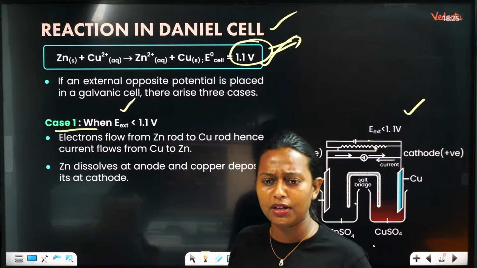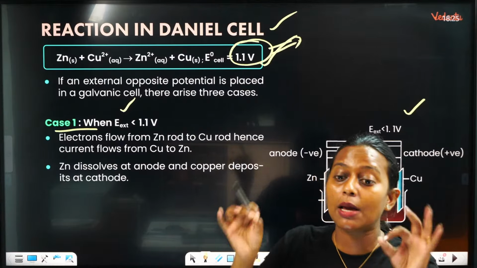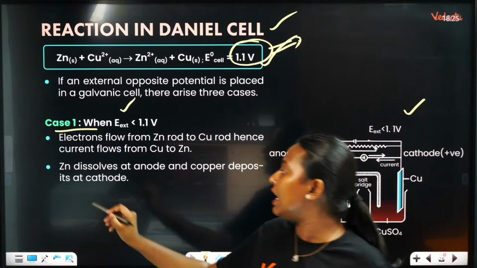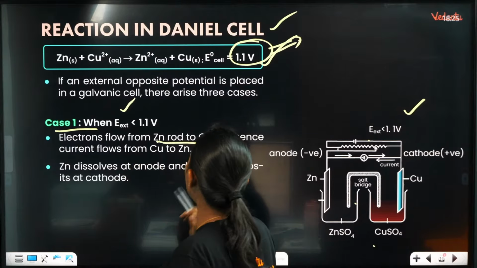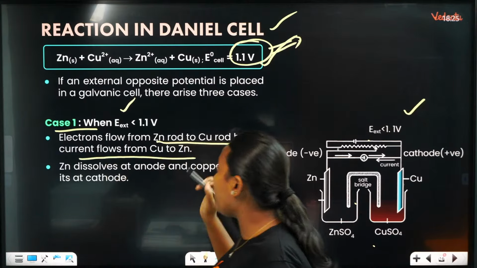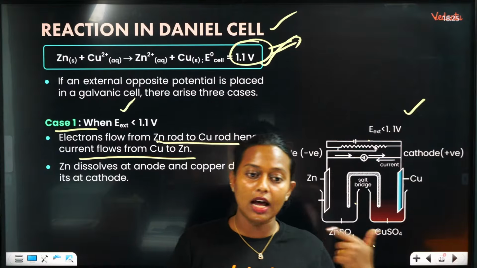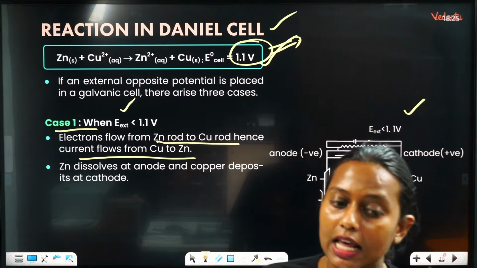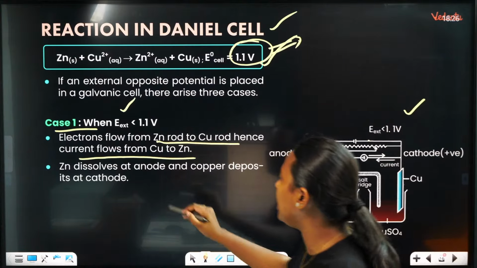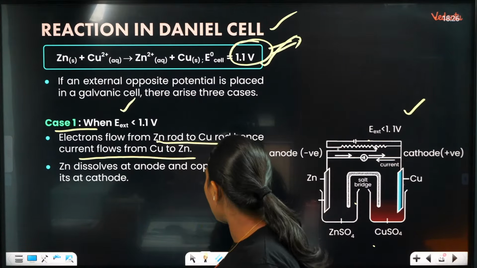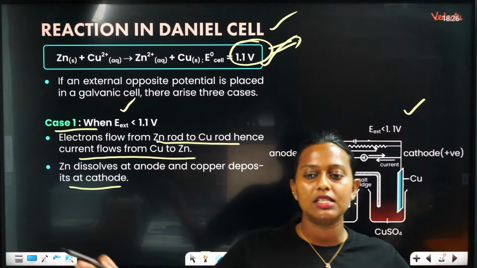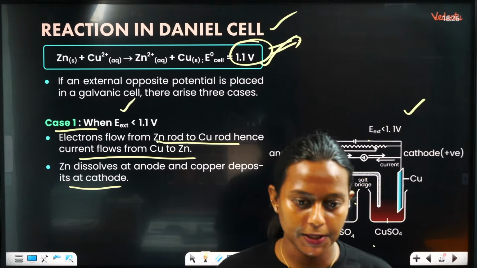Then what will happen? Nothing will happen, because I am giving less than 1.1 volt. Electron flows from zinc rod to copper rod, and hence current flows from copper to zinc, the opposite of electron flow. Zinc dissolves at the anode and copper is deposited at the cathode. So there is no change, everything happens the same. Okay, clear?